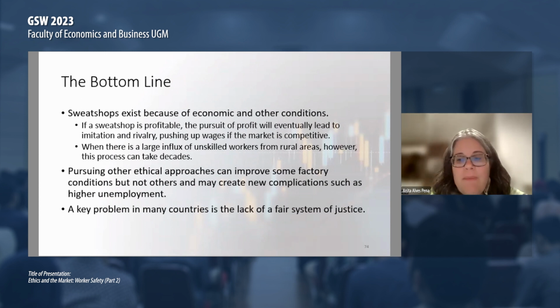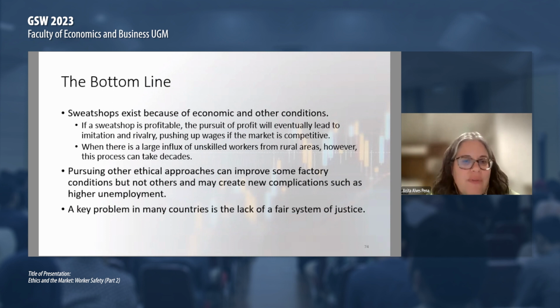So the big picture in all of this, right, is that sweatshops exist because of economic but also non-economic conditions. And if one of these sweatshops is profitable, the pursuit of profit could eventually lead to imitation and rivalry that could push up wages if the market is competitive. And so we definitely do want to make a distinction between a competitive and a non-competitive market when thinking about what could be happening and what we should be doing from an economic perspective.